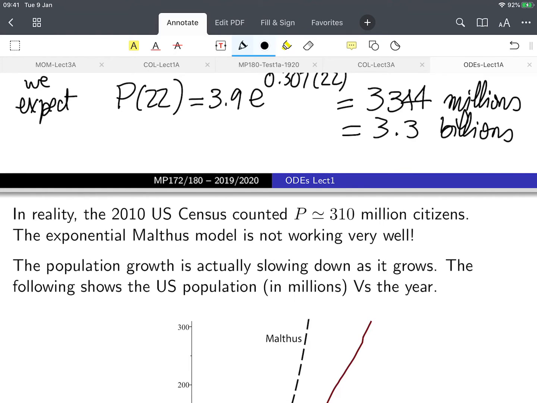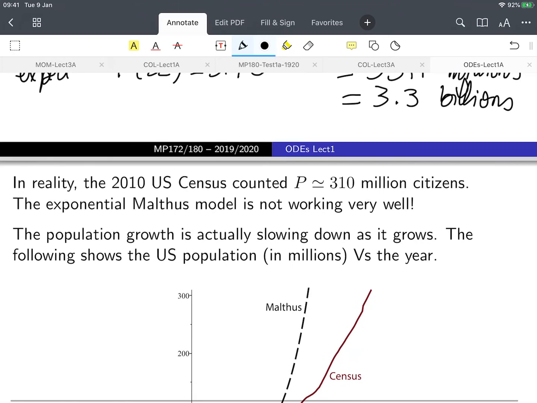You know that if you use the density of Manhattan, for instance, you could fit the whole population of the world into something like, I want to say, Greece. Okay, well, in 2010 there were only 310 million people, so it's off by a factor of 1,000, which is pretty bad.